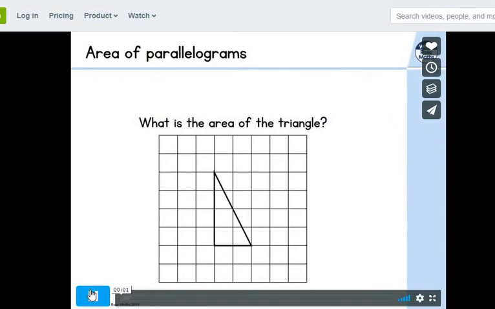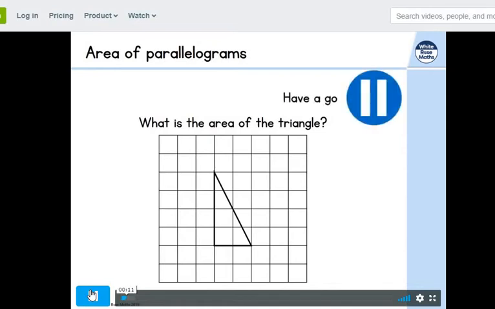Hello there and welcome back. Today we're going to have a look at finding the area of parallelograms, but we're going to start off once again with a bit of a review. So what is the area of the triangle? Pause the video, have a think about that first.